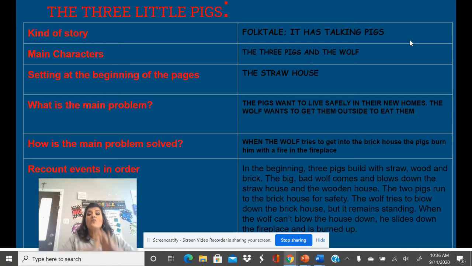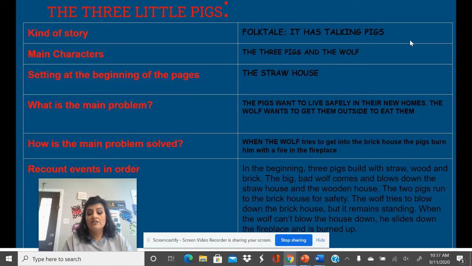So now, knowing all that, we had to put it together as a recount of events in order, okay? As we put it together, we needed to use words like: in the beginning, there were three pigs that built a straw, wood, and a brick house. Then this big red wolf comes and blows down the straw house and the wooden house, and the two pigs run to the brick house. The wolf tries to blow the brick house down, but it remains standing. When the wolf can't blow the house down, he slides down the fireplace and he burns up. Now, that's a recount of all the events in order. Did I say it in order?